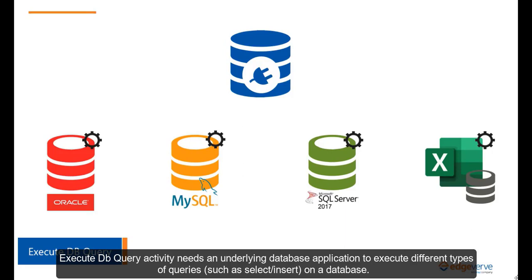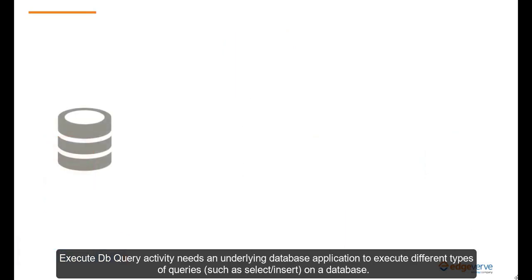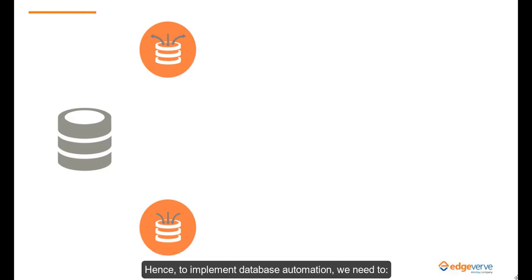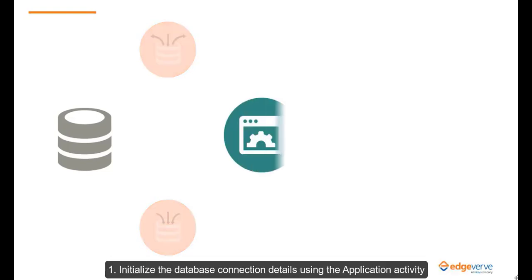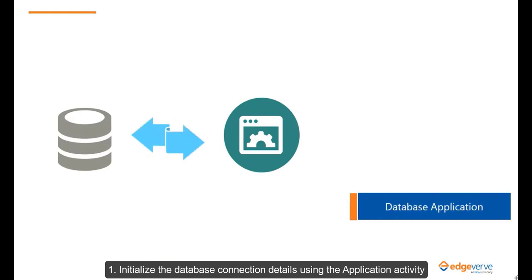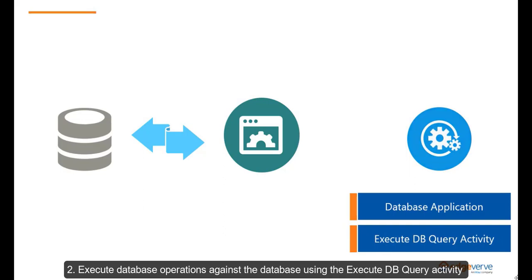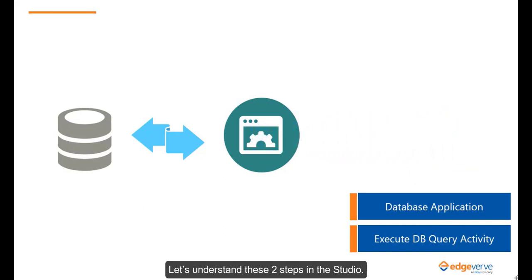Execute DB query activity needs an underlying database application to execute different types of queries such as select, insert on a database. Hence, to implement database automation, we need to initialize the database connection details using the application activity, and execute database operations against the database using the Execute DB query activity. Let's understand these two steps in the studio.